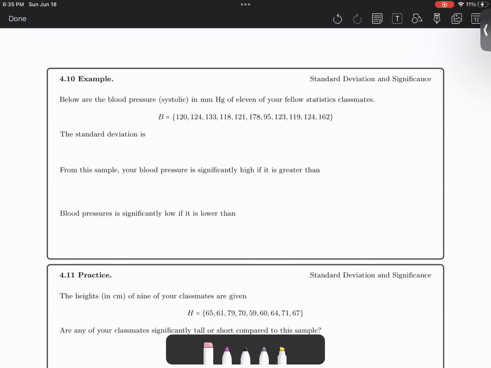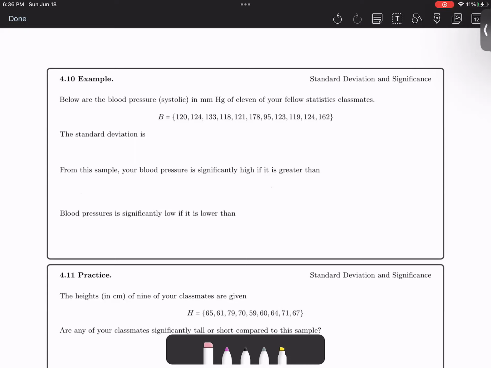Let's use standard deviation to discuss whether or not data is an outlier. Data is considered significantly high or significantly low if it's more than 2 standard deviations away from the average, or from the center of the data. So if we're going to talk about significantly high or significantly low, we have to figure out the standard deviation of this data.